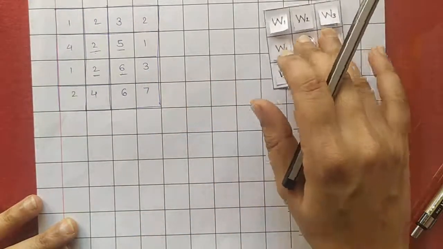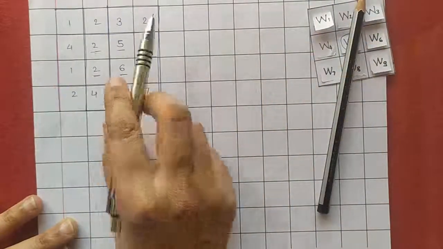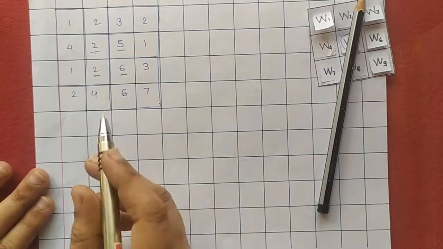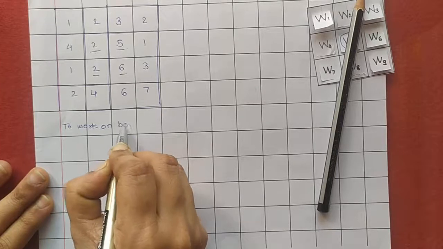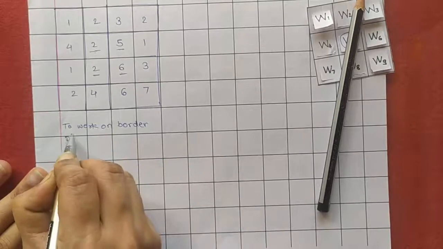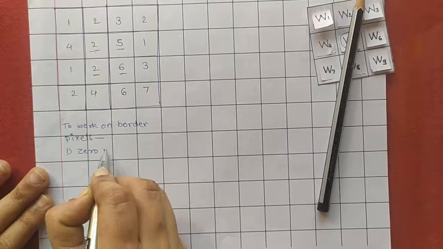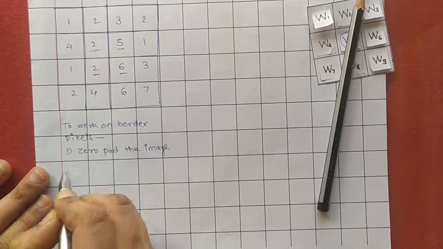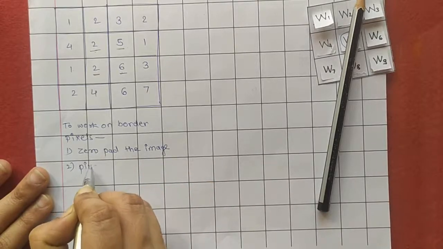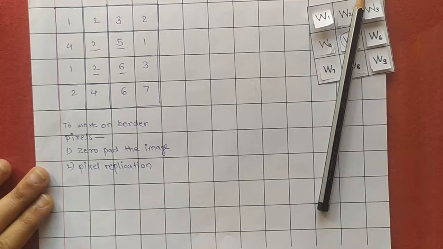Due to that, there are 2 ways by which we can work on these border pixels. So to work on border pixels, there are 2 methods. One is called zero padding the image, and the second is pixel replication. First I will show you zero padding the image.